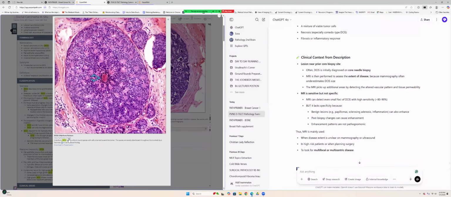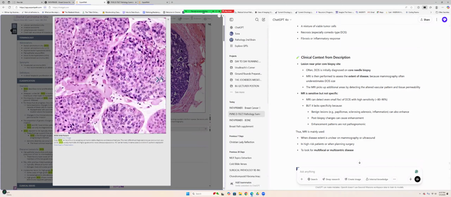Then this is cribriform pattern DCIS. The cribriform DCIS forms uniform round spaces oriented toward the lumen. The spaces are evenly distributed throughout the involved duct. Necrosis is an unusual finding in the cribriform pattern.